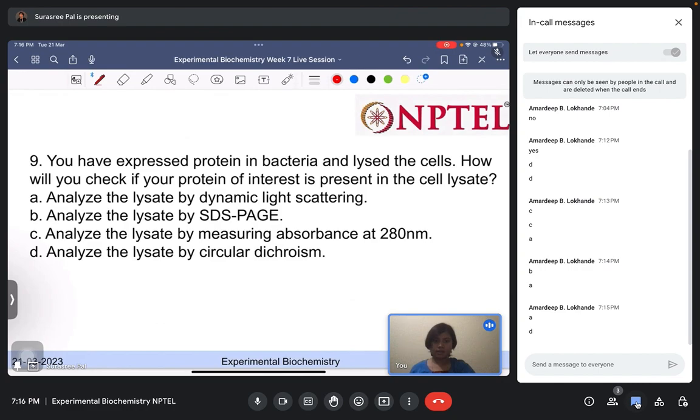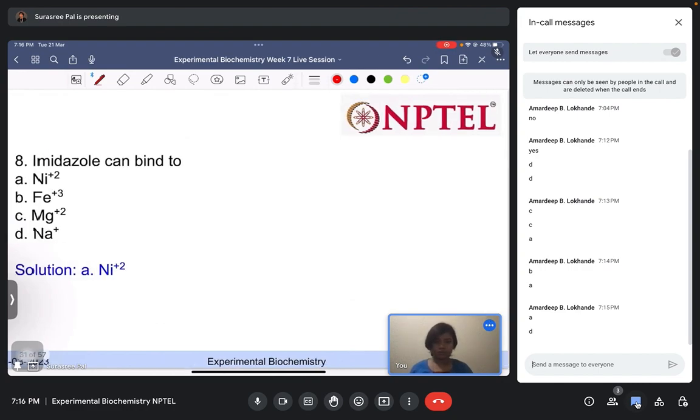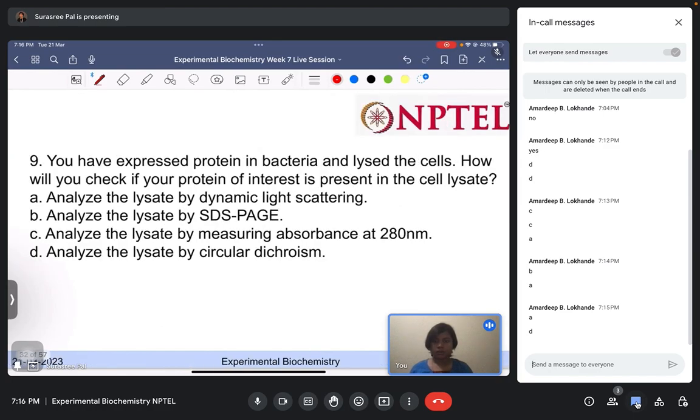What is the answer here? D. So the protein is expressed in bacterial cells and the bacterial cell is lysed. Then to check the overexpression, the best technique to use is the SDS page.